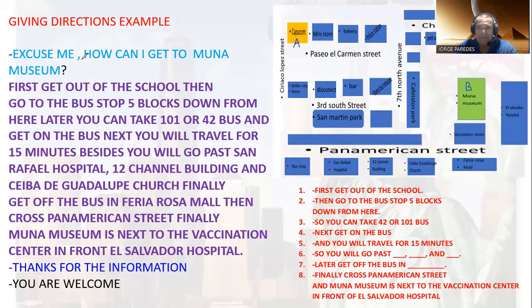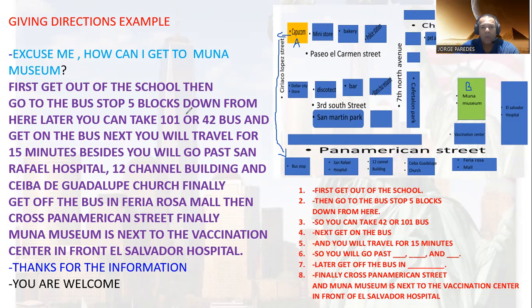So that's the main question. And then you go step by step, and check out how we use all these expressions on the map. It says, first get out of the school. So the school is called Capcom. So I'm going to get out of the school. Then it says, go to the bus stop, 5 blocks down from here. So I go down, right here, 5 blocks all the way to the bus stop, which is this one right here.